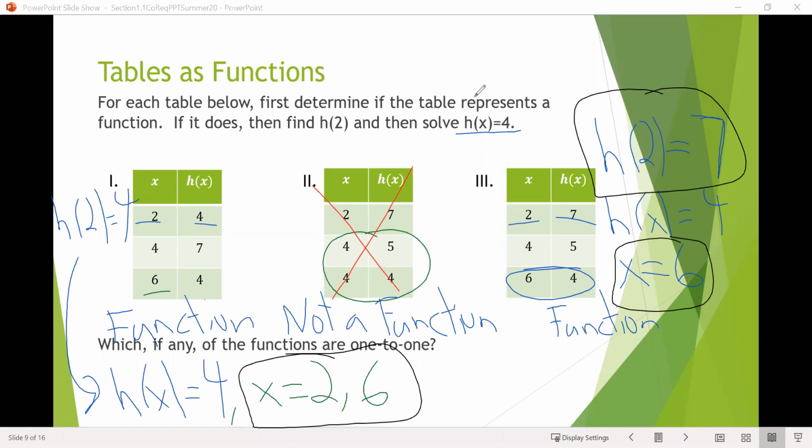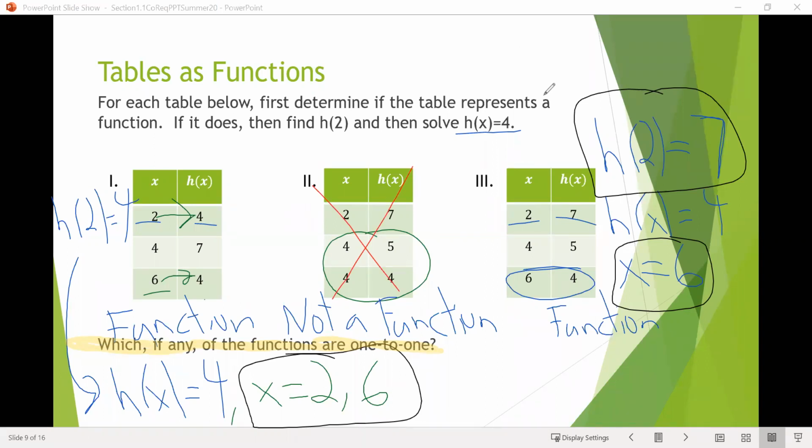Okay. And that last part also helps to answer the final question here, which I know it's a little covered up. Let me try to highlight it. But which of those functions, if any of them, are one-to-one? Well, the first one, it looks like, is not one-to-one, right? Because we see that 2 is being mapped to 4, but so is 6. And that doesn't work if you're one-to-one. Each input has to go to a unique output.